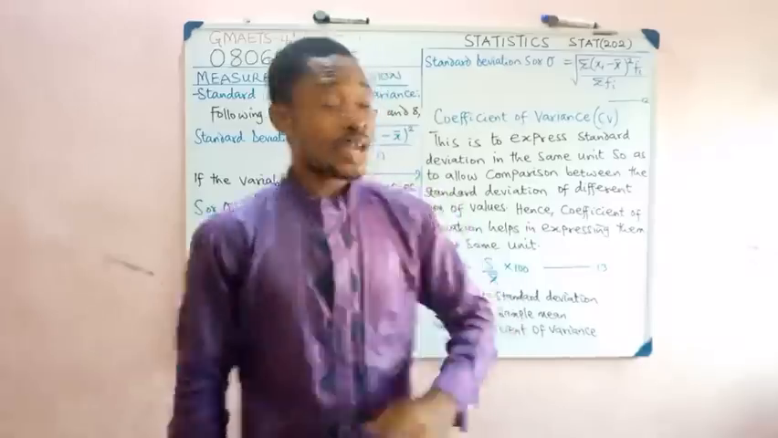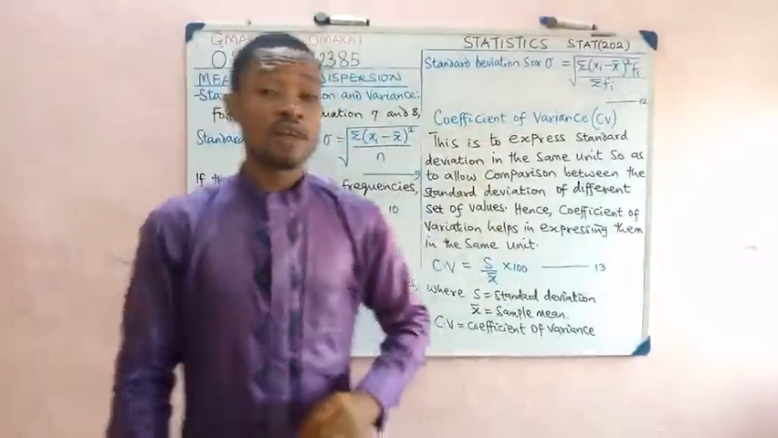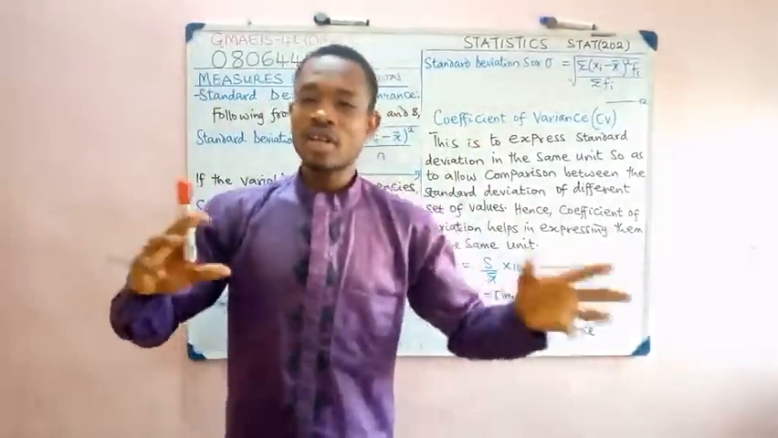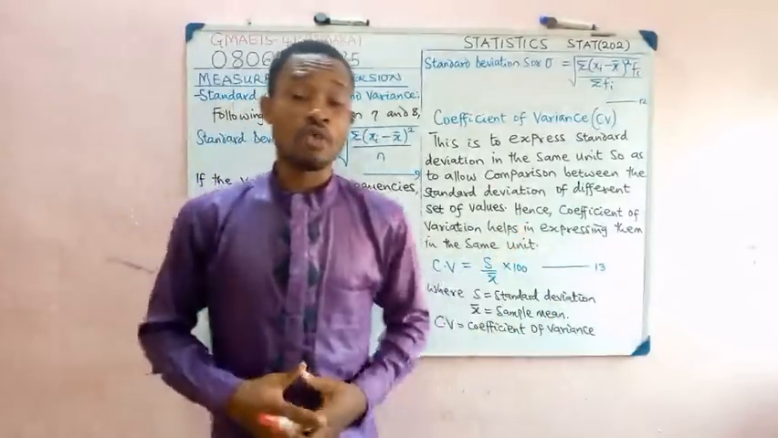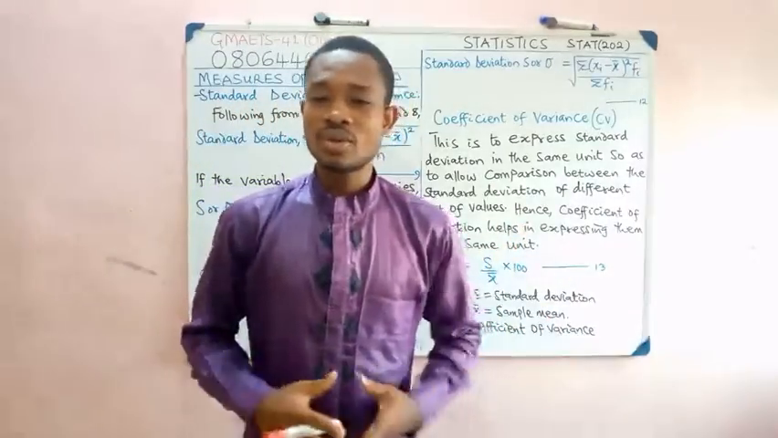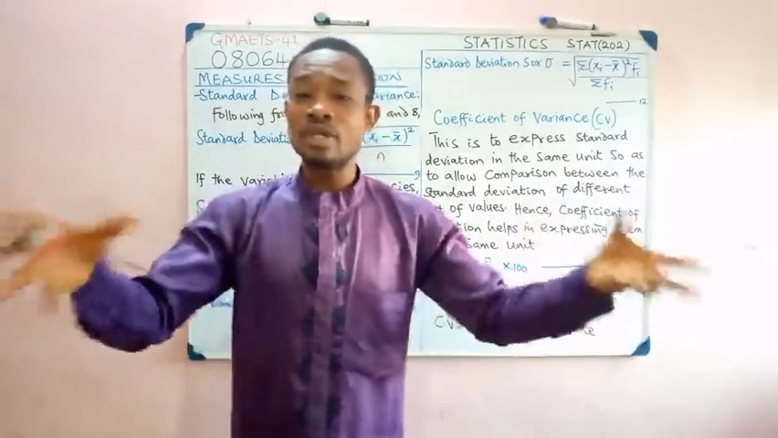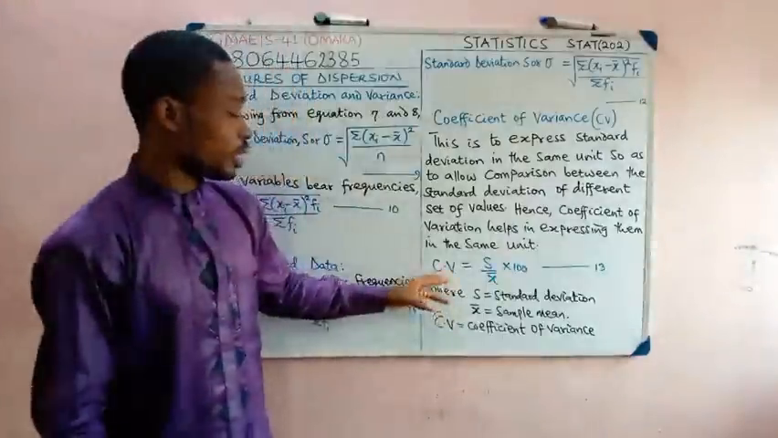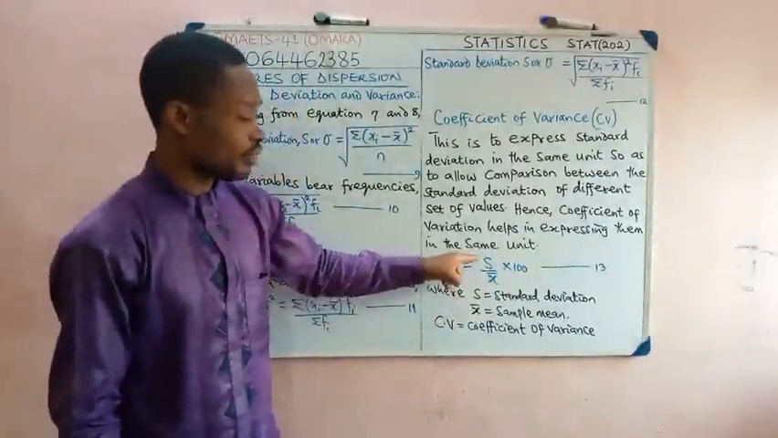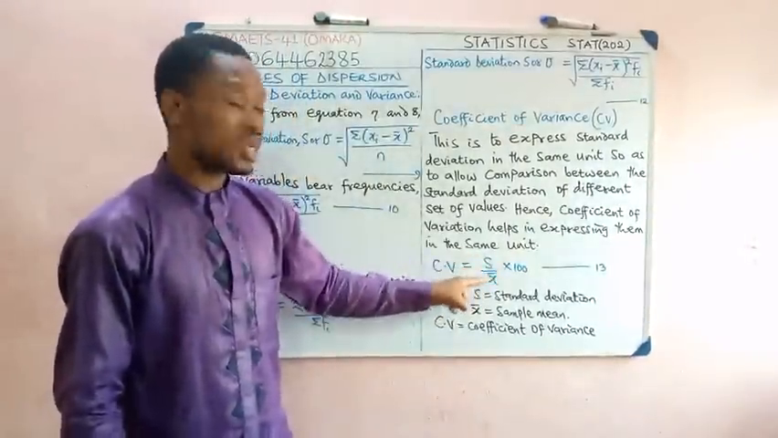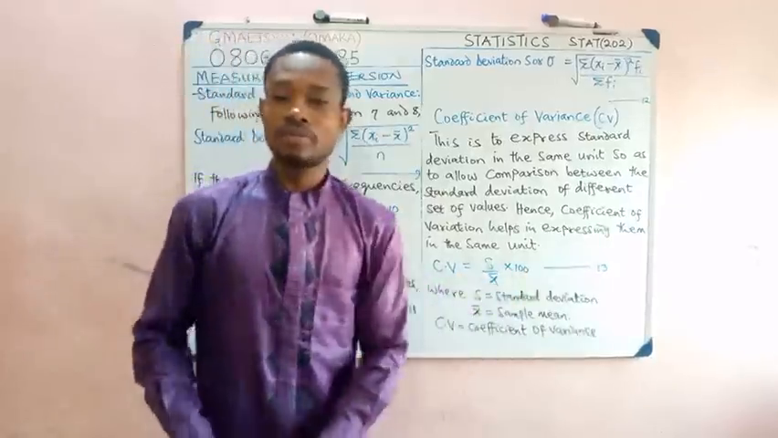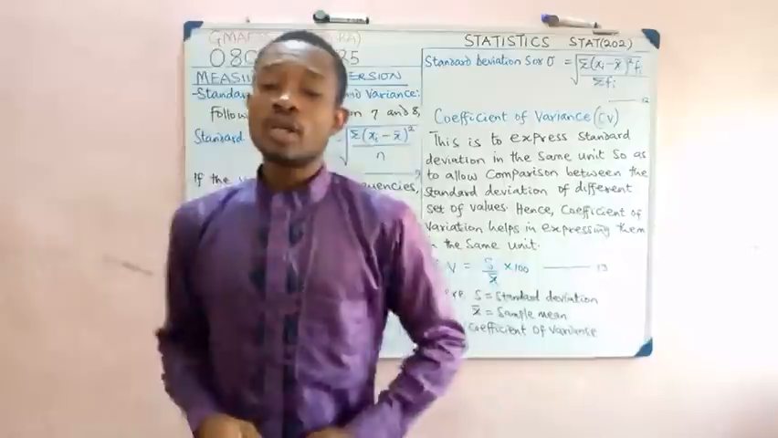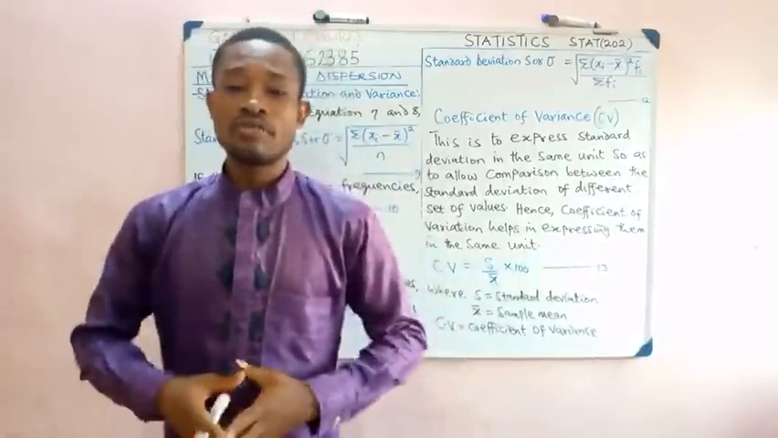And that is why we have our coefficient of variation. It helps us to compare the standard deviation of two or more different sets of variables. And what does it do? It simply converts the standard deviation in any unit to a percentage. And look at the formula. Coefficient of variation is equal to standard deviation S divided by the mean, times 100.